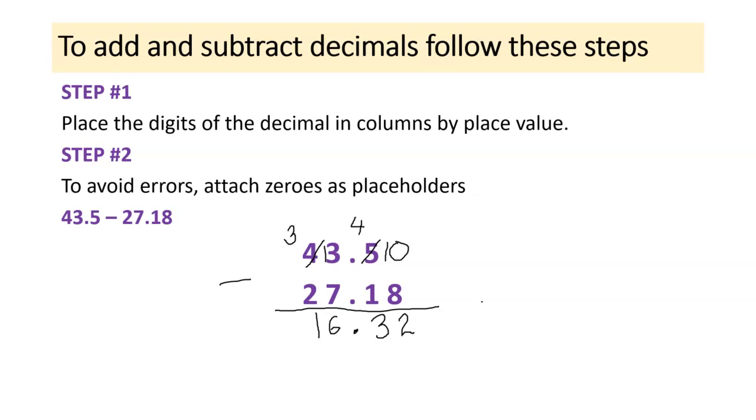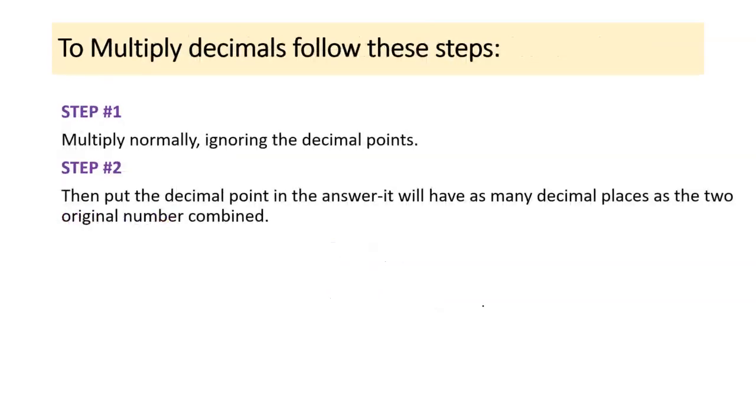So the key point for adding and subtracting decimals is to make sure you line them up correctly according to the place value. Let's multiply the decimals now. We will multiply normally, ignoring the decimal points. We'll just multiply as whole numbers. Then put the decimal point in the answer. It will have as many decimal places as the two original numbers combined.